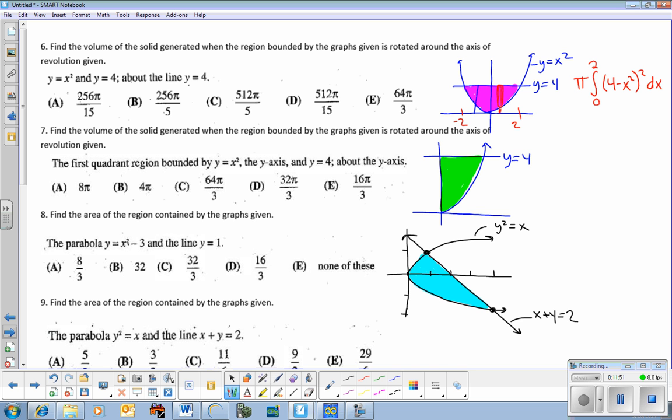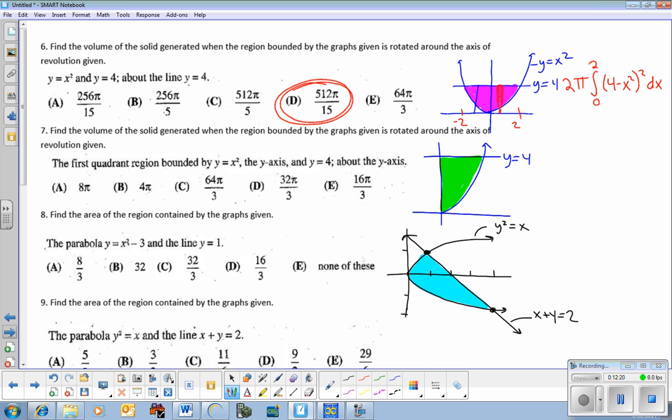So if you multiply all of that out, you're going to have to FOIL it out, and let me put a 2 there because I went from 0 to 2 instead of negative 2 to 2. So you're going to have to FOIL that out, integrate it, plug in the 2 and the 0, and then distribute the 2 pi. To make this video a little shorter, I'm going to save you from having to listen to it. Do that on your paper.